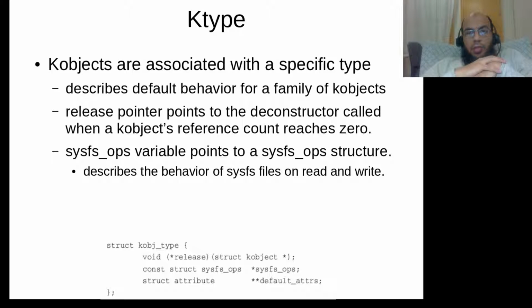You have a release pointer that points to the destructor called when the kobject's reference count reaches 0. So for each ktype, you basically have a counter and a release pointer. That release pointer points to the destructor called when, for example, there are no longer any kobjects of this ktype.